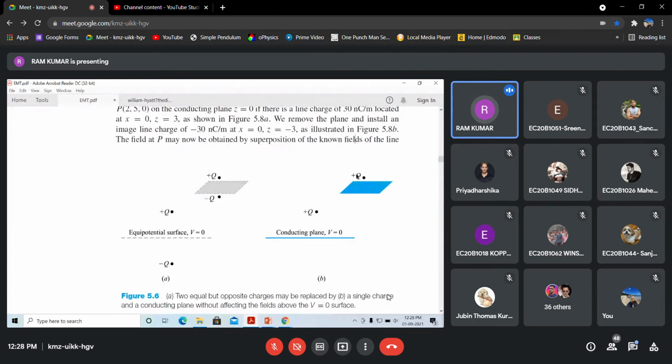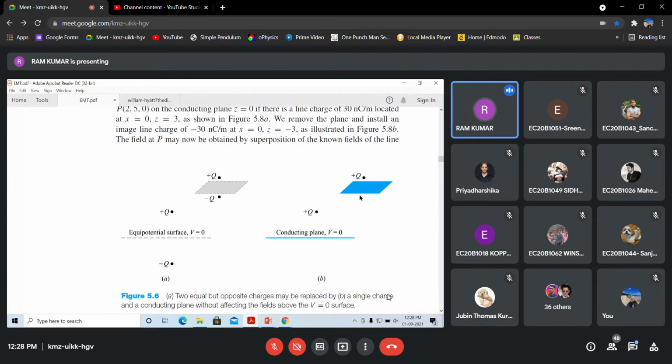We have a charge and we have a conducting plane. Due to that, we have some field over here. If we remove this conducting plane and introduce the same charge with opposite sign symmetrically, then it also produces the same field. So the charge we introduce has the same magnitude and opposite sign at the symmetric location. That is called the image of the original charge. This is called the method of image technique. I hope you clearly understand this. What is the method of image?